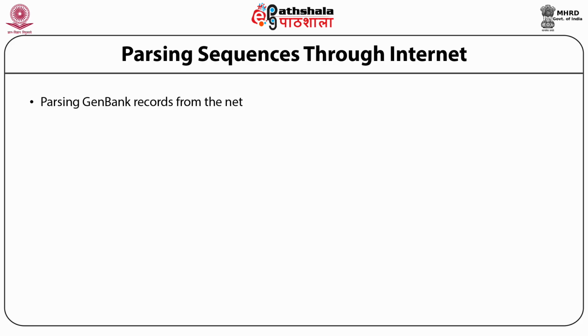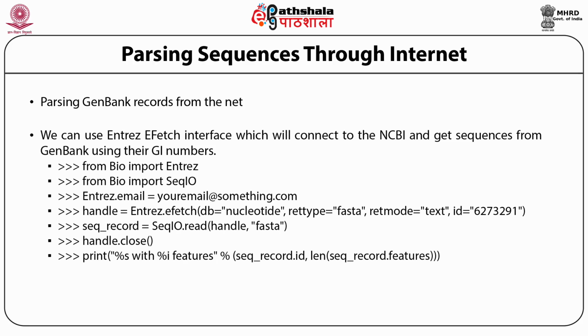This is a very useful BioPython functionality. In this example, we are parsing GenBank records from the internet. We can use the Entrez efetch interface, which will connect to NCBI and get the sequences from GenBank using their GI numbers. So what should I do here? In order to perform this operation, I have to say from Bio import Entrez, and from Bio import SeqIO. SeqIO is the module that does the parsing, for sequence input and output.